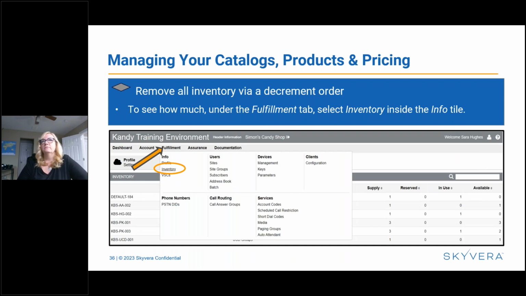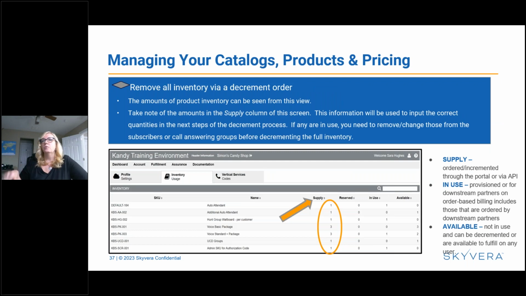So now looking at the inventory, you can hit fulfillment inventory, and I think it's on the next slide as well, to see what's in supply, what's reserved, what's in use, what's available in there. And so for each one, now we're down at the customer level. So this is Simon's Candy Shop. So you can see what is there, okay? But you want to take note of this supply, all right? Because that's what you're going to use to decrement. But if they're in use, you can't decrement them.